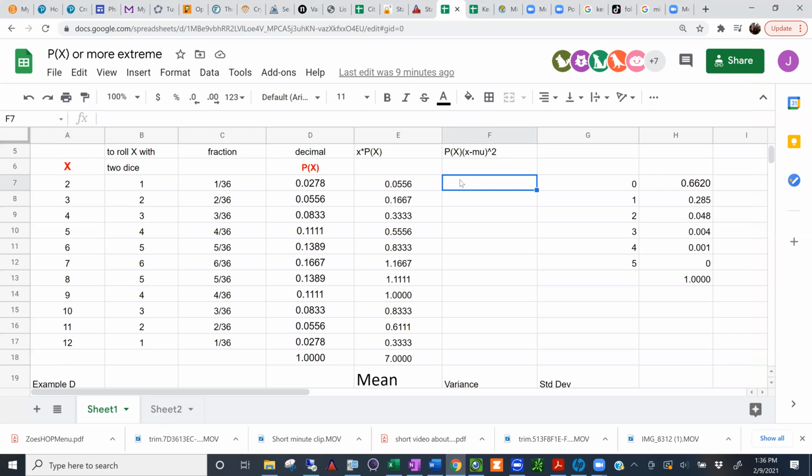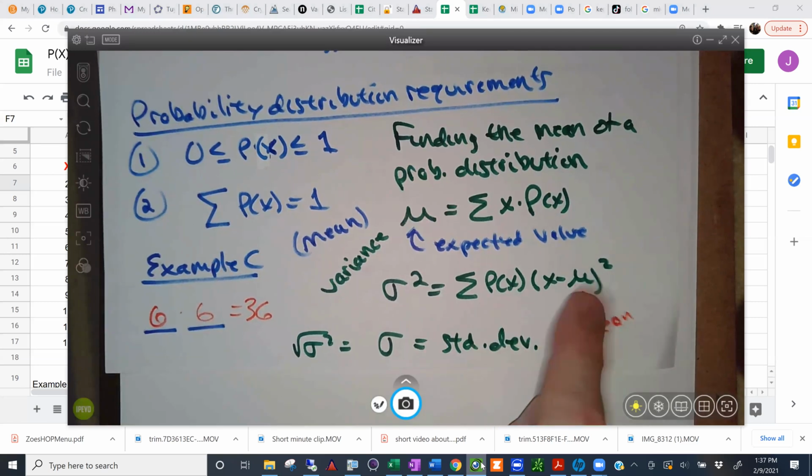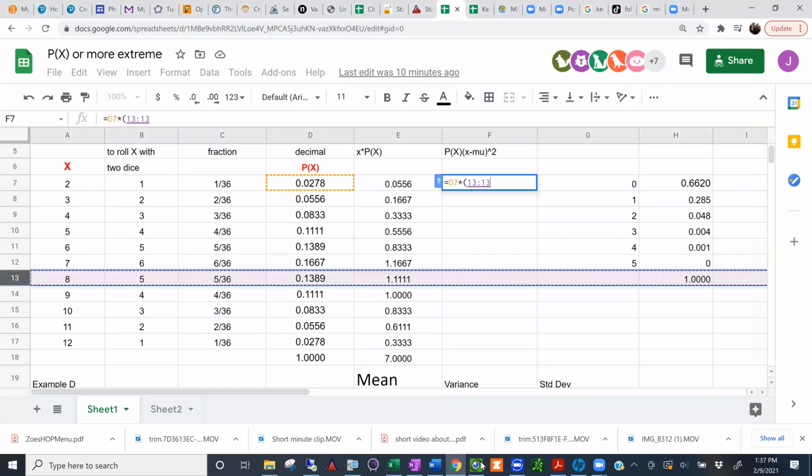So let's follow along, and I'll try and type this in real slow here. Put your cursor in column F, row 7, type in equals, and I want to do P of X, which is this column, so click there, times, so an asterisk. I'd suggest just using an asterisk. Left parenthesis, so D7 times left parenthesis. And then I need X minus mu. Now, mu for us is a 7. And when we do these calculations, I'm just going to type in these numbers. Don't do the click and drag if you're not typing in that number. You need to type in the mu there. Otherwise, the formula is not going to work like you think.